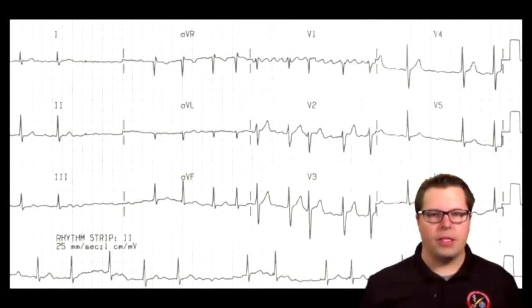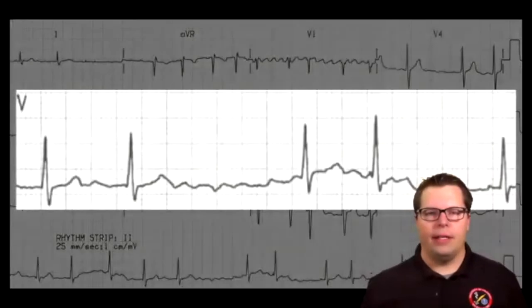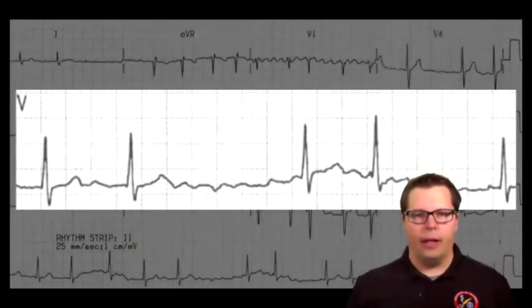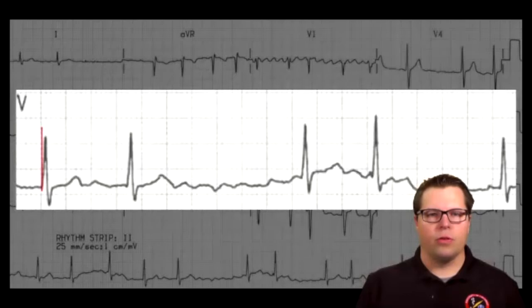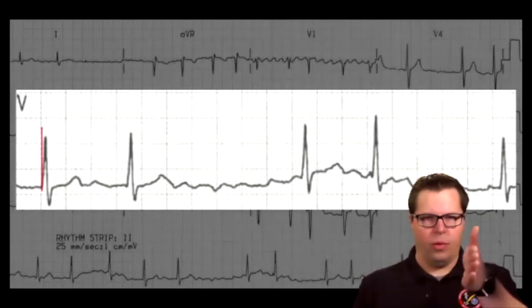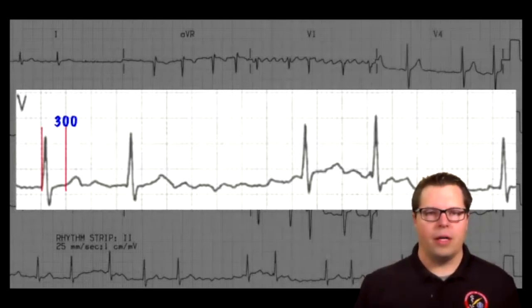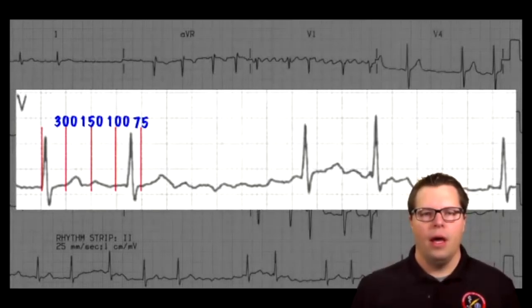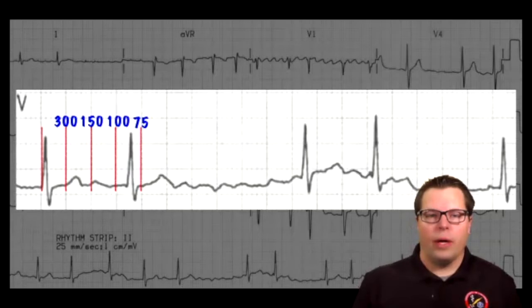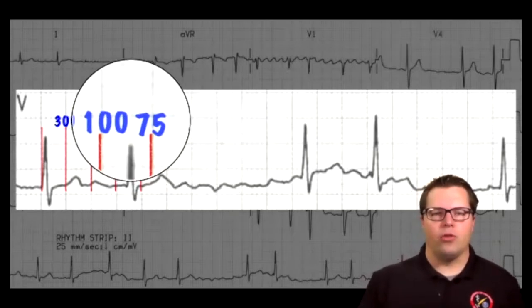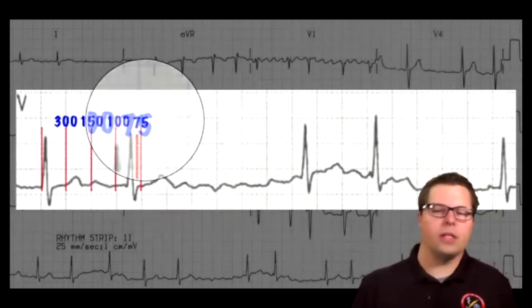If you look at something like this and try to calculate the rate, that all goes to hell. If we count these first ones here, here's where we're starting. One box would be 300. It's not. Two would be 150. Three would be 100. Four would be 75. So we get a rate somewhere between 75 and 100 right here. So let's call it 80.